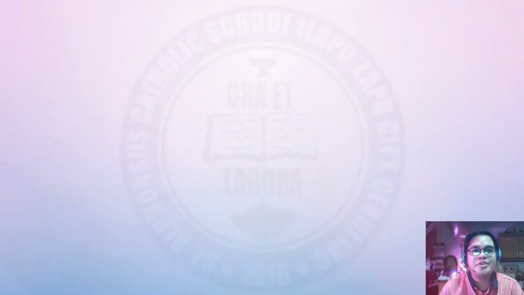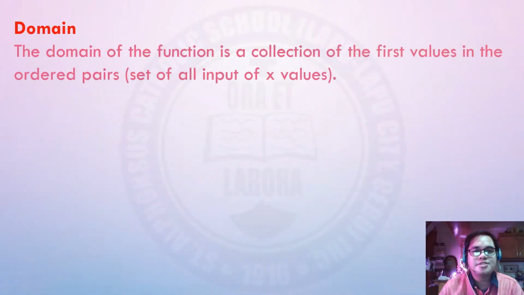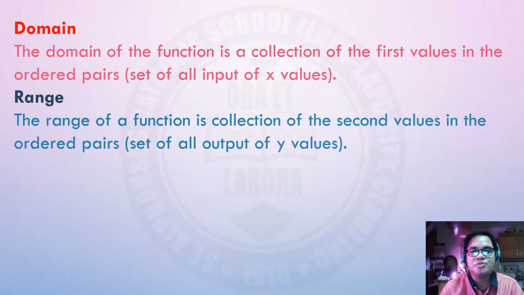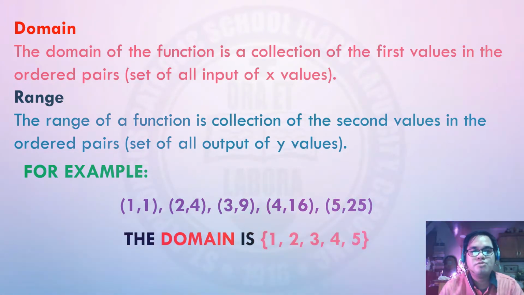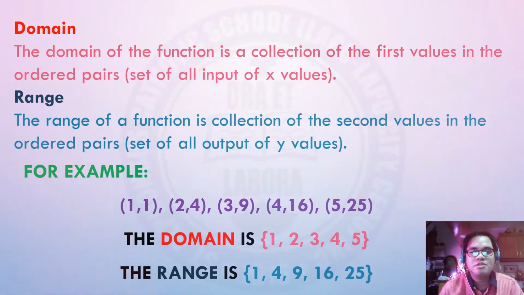In a function, we consider the domain and the range. When we say domain, it is a collection of the first values in the ordered pairs, or the set of all input or x values. When we say range, it is a collection of the second values in the ordered pairs, or the set of all output or y values. For example, in this set of ordered pairs, the domain or the x values are 1, 2, 3, 4, and 5, and the range or the y values are 1, 4, 9, 16, and 25.